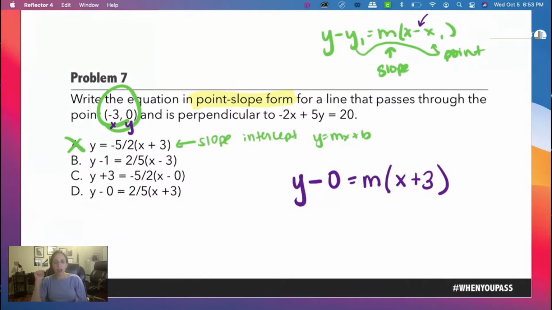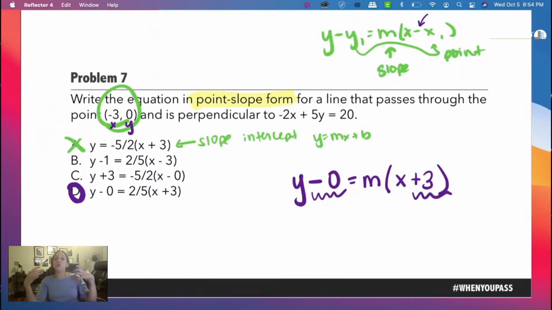Right there, I already know what my answer is without even finding the slope. What's my answer? D. Because y minus 0, that's the only one with y minus 0, and it has x plus 3.